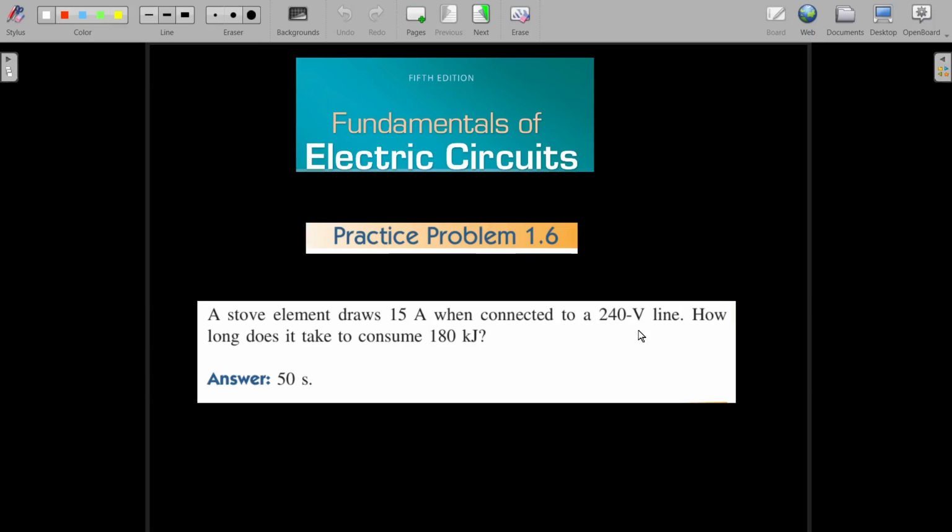Hello everybody. Today we are going to solve a problem from Fundamentals of Electric Circuits by Alexander and Sadiku's 5th edition. This is practice problem 1.6. And the question is, a stove element draws 15 amps when connected to a 240 volt line. How long does it take to consume 180 kilojoules? The answer is also given. Okay, let's solve the problem and see whether we'll get the same answer.